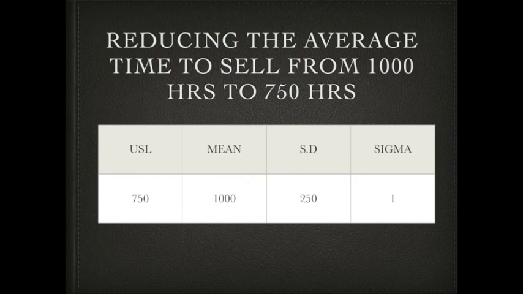Coming to real estate industry, the most prospective industry, reducing the average time to sell from 1000 hours to 750 hours. So how much time are we taking to sell a product? So that is what we are discussing here. So the upper specification limit is 750, mean is 1000, standard deviation is 250. The difference between mean and the specification limit is 250. In 250 we can accommodate only one standard deviation of 250, so it is 1 sigma level.